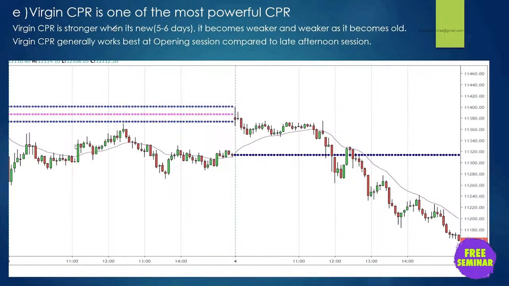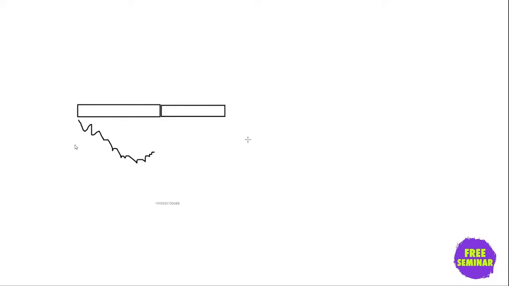We'll discuss more about the virgin CPR in the second session, where we have a strategy for virgin CPR. But a couple of things you should remember. Virgin CPR is stronger when it is new, and it becomes weaker and weaker as it becomes older and older. What I mean by that, let me briefly explain. For example, you can see there was a virgin CPR here, because that day the market stayed below that CPR, so it becomes a virgin CPR. So the next day you mark this, because that is another support and resistance.